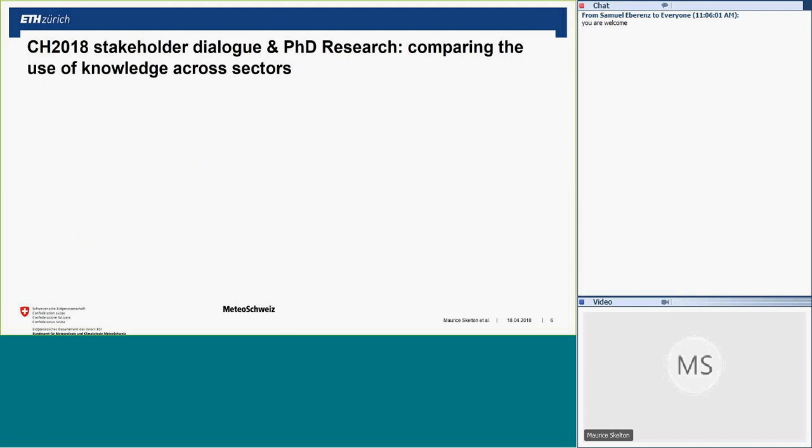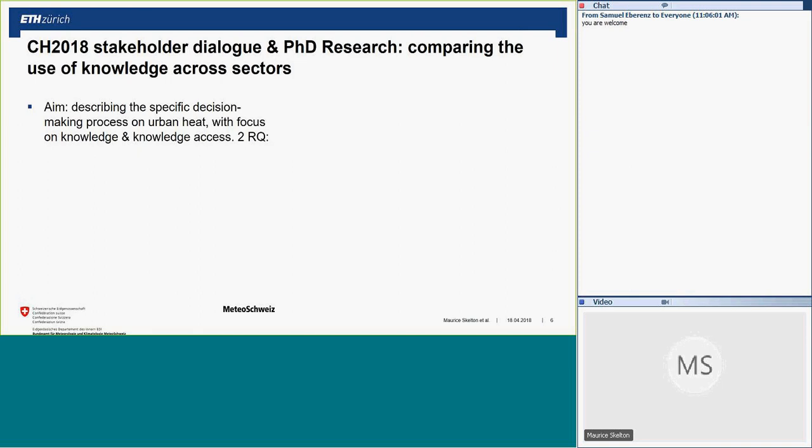Maybe research or how it combines. What we're trying to do is describe how... not asking what type of climate or weather information you use, but actually describe the specific decision-making process on urban heat, and in particular with a focus on knowledge and knowledge access of the various sectors.